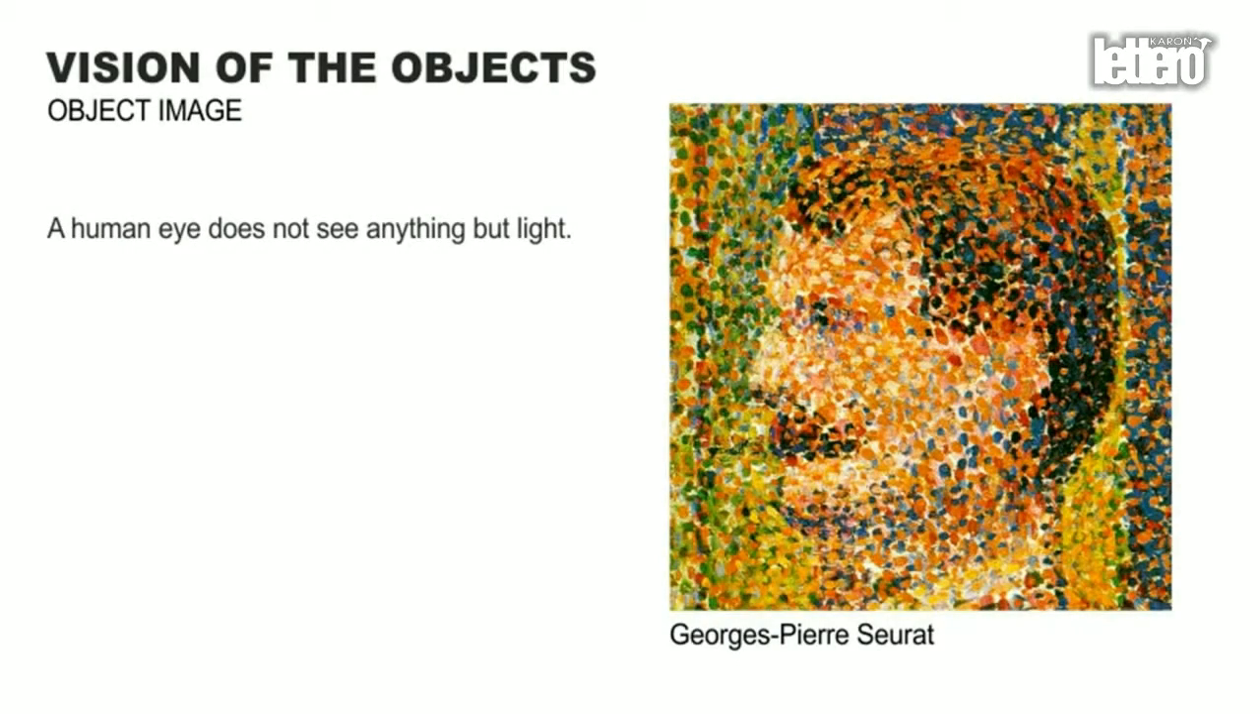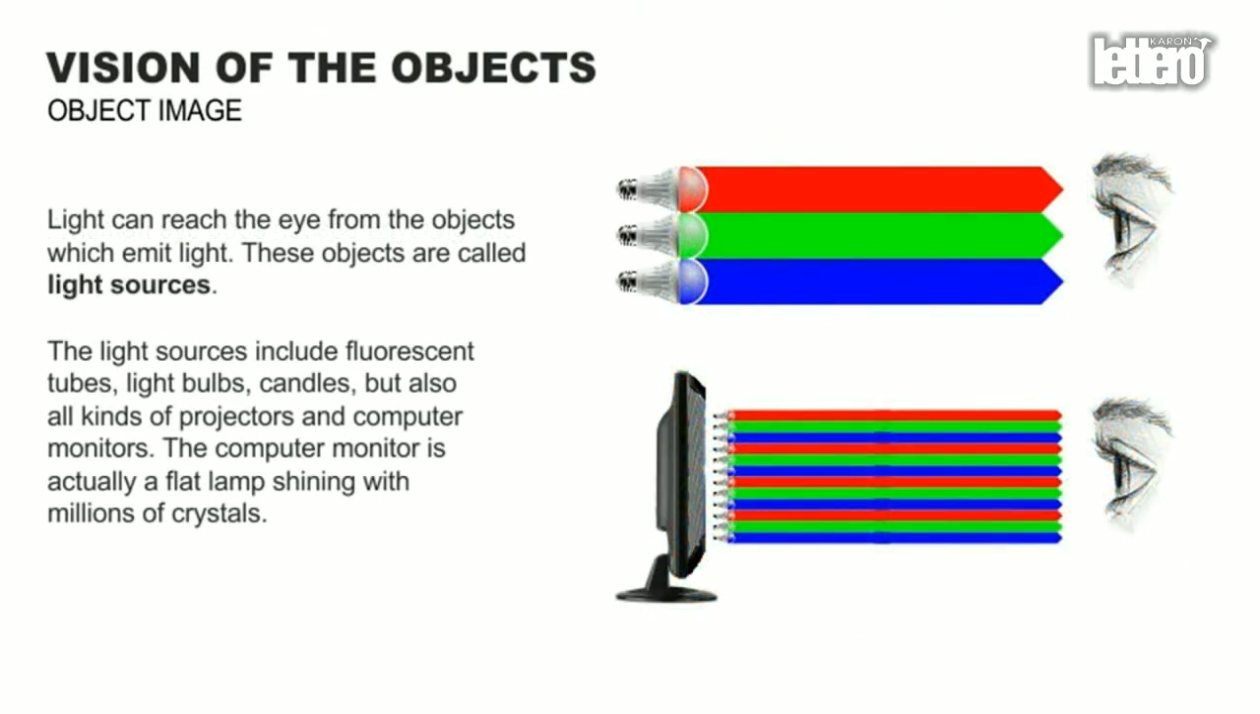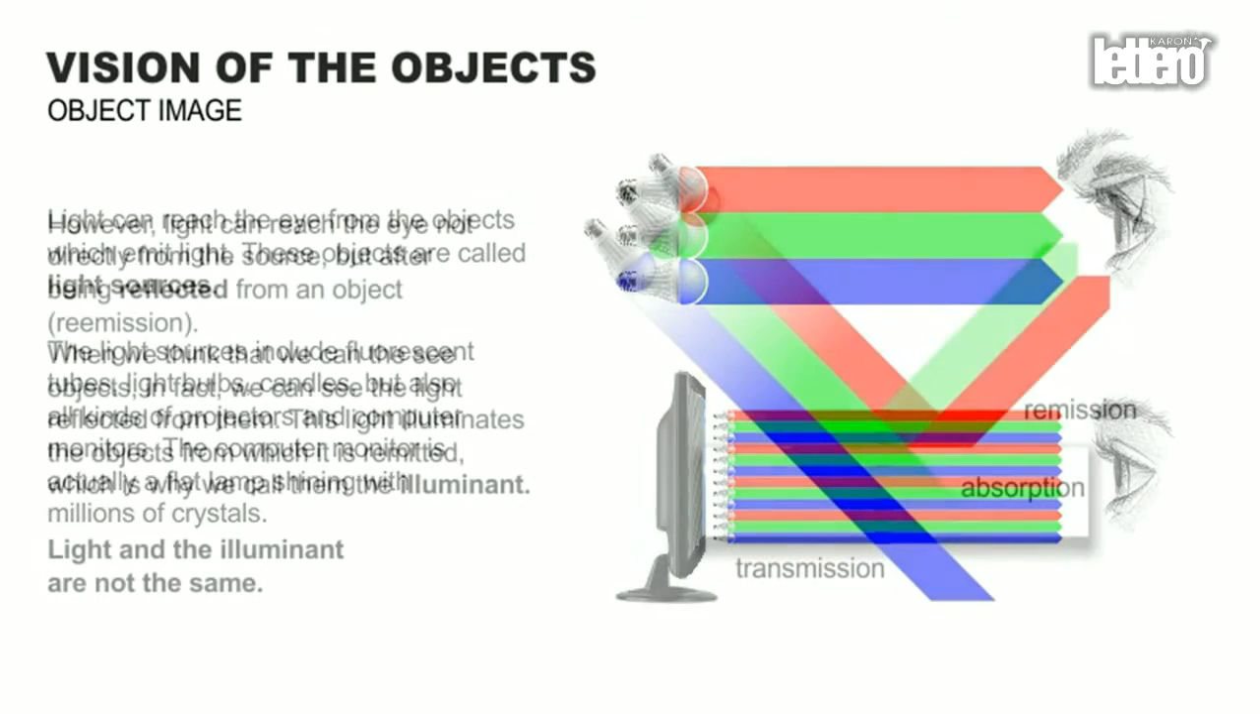The human eye does not see anything but light. Light can reach the eye from objects that emit light. These objects are called light sources. Light sources include fluorescent tubes, light bulbs, candles, and also all types of projectors and computer monitors. A computer monitor is actually a flat lamp illuminated by millions of crystals.